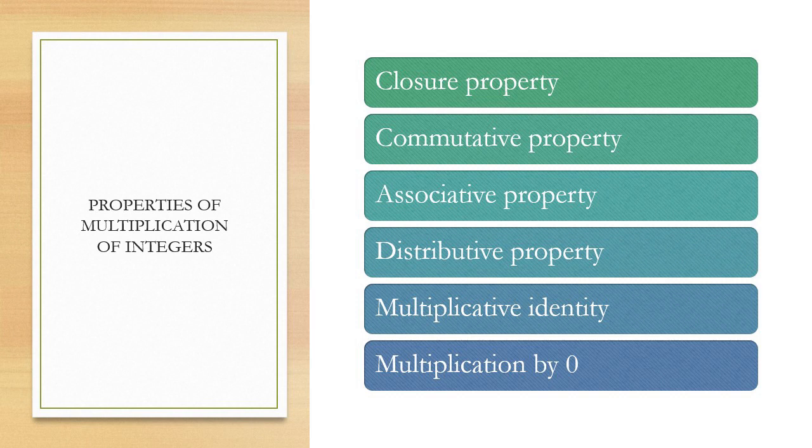Properties of multiplication of integers. In this, we'll be dealing with closure property, commutative property, associative property, distributive property, multiplicative identity, and multiplication by zero. We'll deal with them one by one. Let's start with closure property.